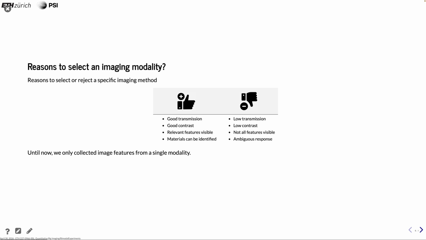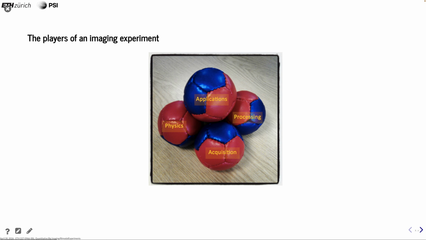And for now, we have only been working with single modalities, so we have to take an all-or-nothing approach. So if you choose one, take the one that gives you the best. But what if we now would actually have the opportunity to add another modality which could fill in the gaps?